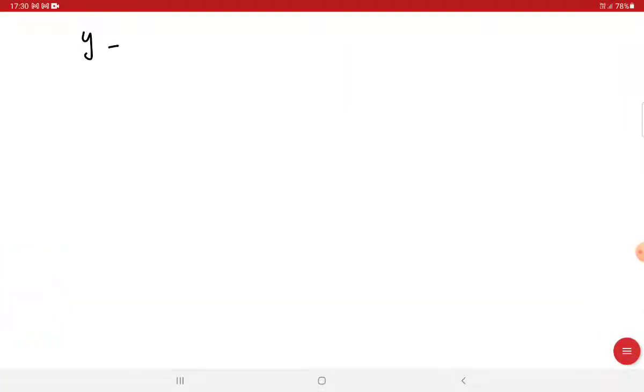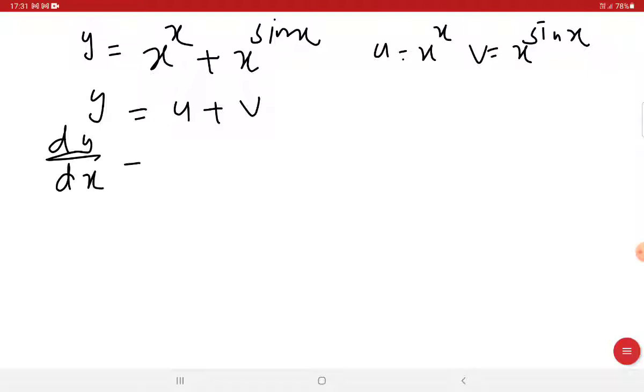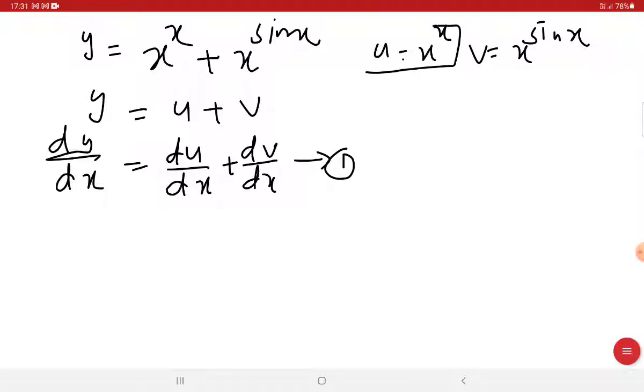y equal to x raised to x plus x raised to sin x. Now put u equal to x raised to x and v equal to x raised to sin x. That is y equal to u plus v. Now what will be dy by dx? dy by dx equal to du by dx plus dv by dx. Equation 1. Now we have to find the derivative of u using logarithmic differentiation.